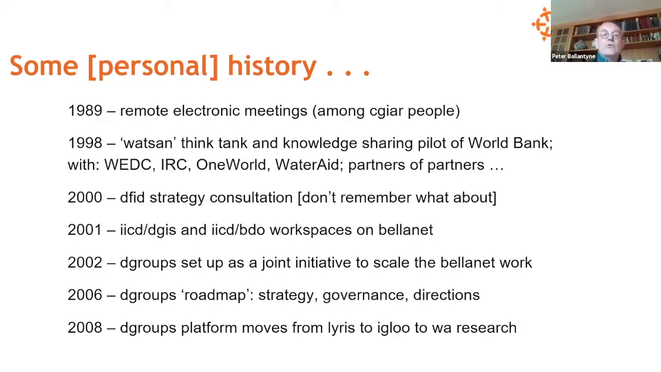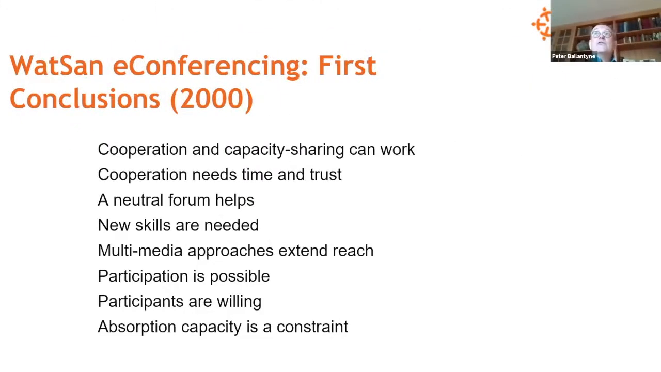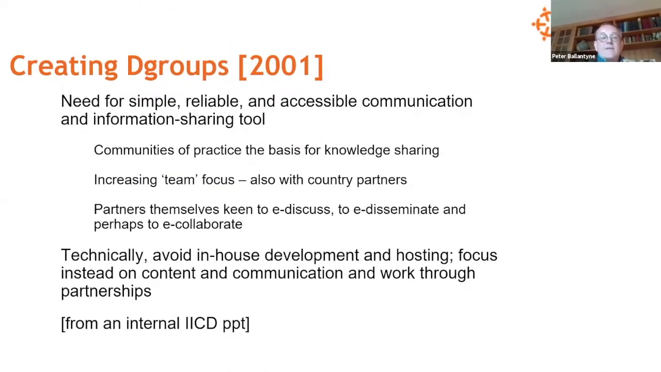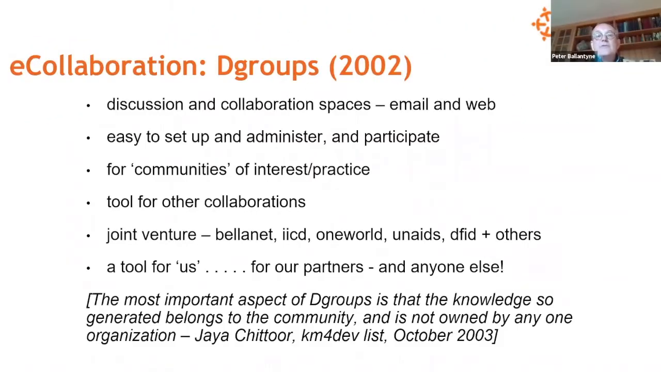So in 2002, we thought, let's set up Dgroups as a joint initiative. Around 2006, we came up with a roadmap and we changed the platform in 2008. There was a group called the Information Solutions Group. So this was their first collaborative thing with a bunch of NGOs in 2001, and so we decided to get together and create something and focus on people and content and communications.